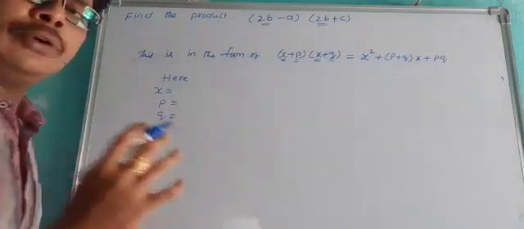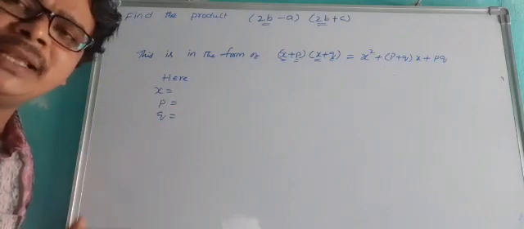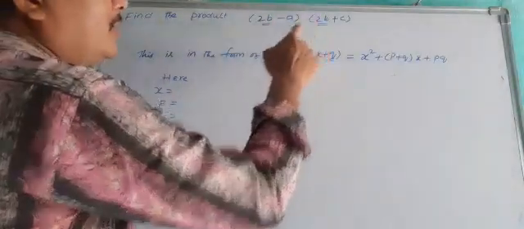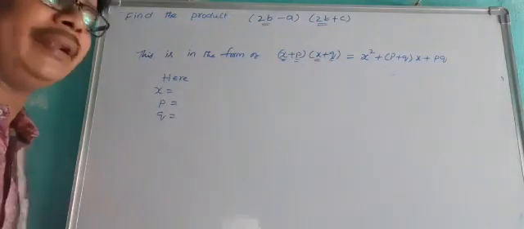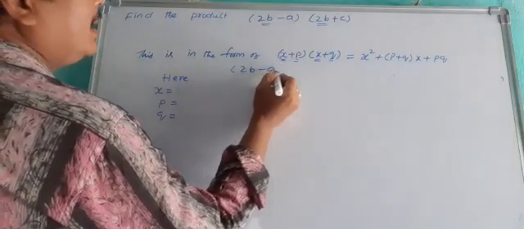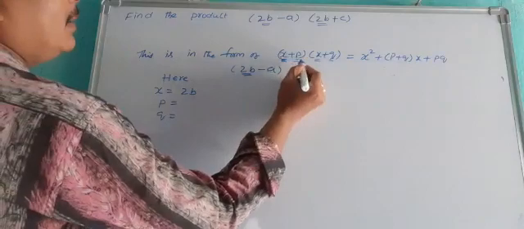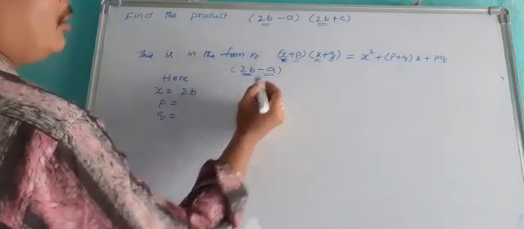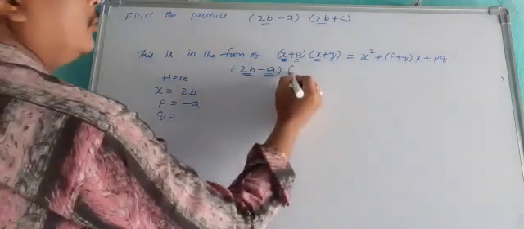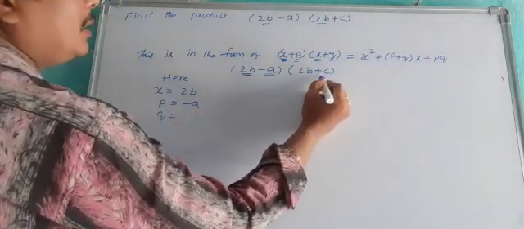So don't write them as the product of (a + b)² or (a − b)², because both first terms are same, second terms are different. Now here in (2b − a), first term x equals 2b, and p equals −a. You write the sign also, otherwise that is wrong. Into (2b + c), so same x, and here q equals +c.